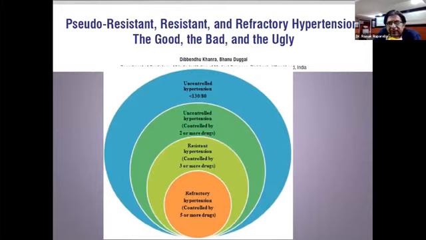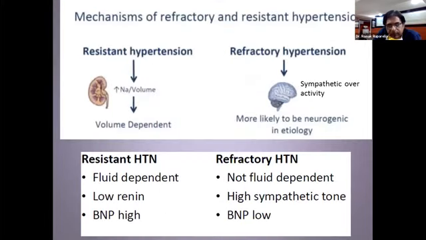Pseudo-resistant, resistant, and refractory: it is like the good, the bad, and the ugly. Resistant and refractory are 2 different subsets. Resistant hypertension is usually volume dependent, whereas refractory is more likely neurogenic in nature due to sympathetic overactivity.